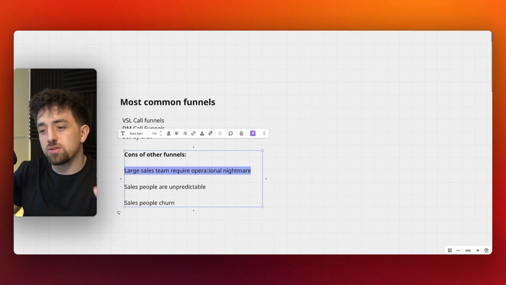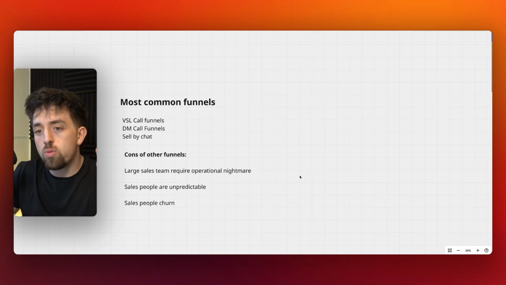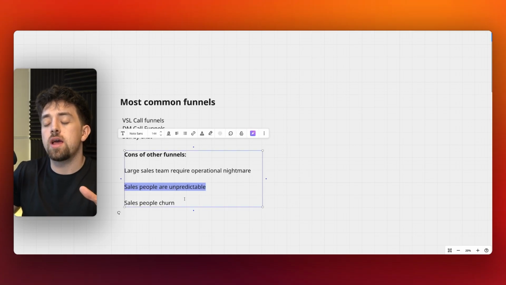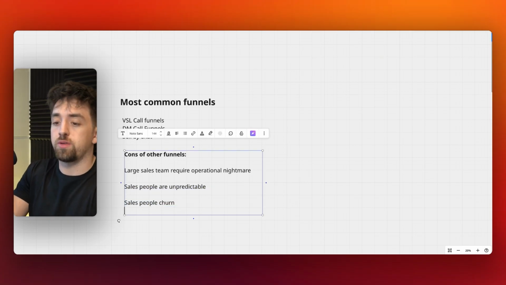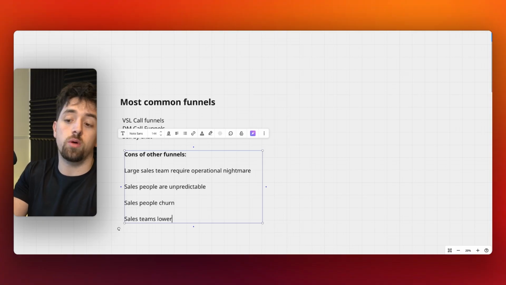Large sales teams are an operational nightmare. Salespeople are unpredictable, and salespeople churn. That is no bueno. We do not like these things, and they can seriously hurt our growth. And also, sales teams lower profit margins.